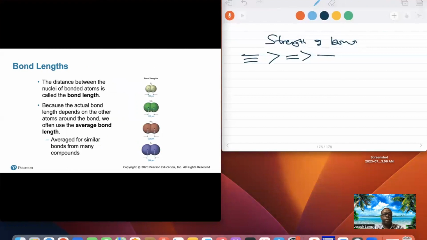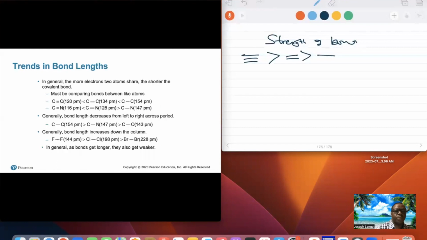But first, let's look at the bond length. How do you define the bond length? The distance between the nuclei of bonded atoms is called the bond length. As you go down the periodic table, the atomic radius gets larger. The actual bond length depends on the other atoms around the bonded atoms, so we often use average bond lengths. So bond length increases as you go down the periodic table for the same types of bonds.